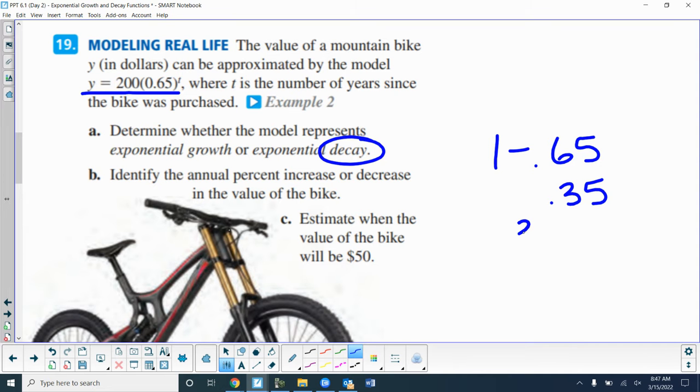35%. Again, that's a decrease because it's a decay problem, right? All making sense so far?